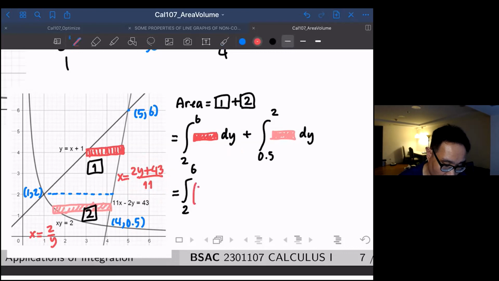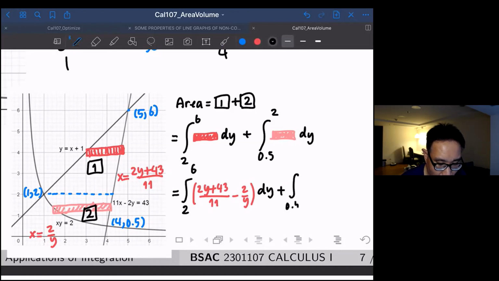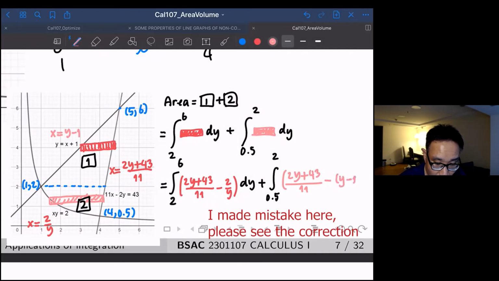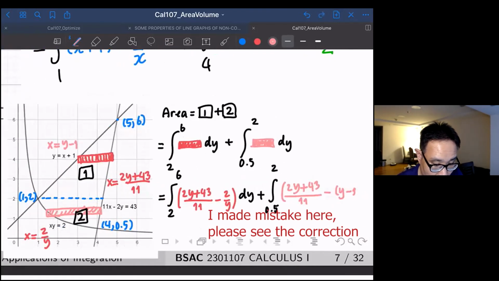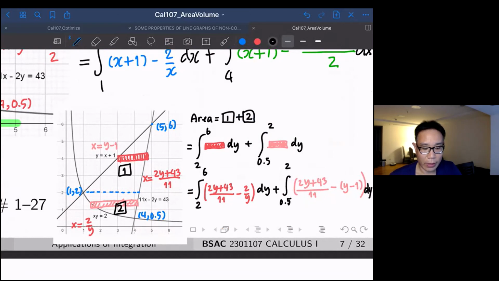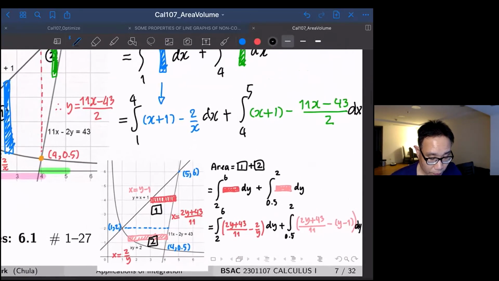So I'm going to plug them in. It's going to be 2y plus 43 over 11 minus 2 over y, and you have dy, plus the integral from 0.5 to 2. And you have the pink one, so you get 2y plus 43 over 11 minus, the function here is going to be x equal to y minus 1, and you have dy. That's all I have.